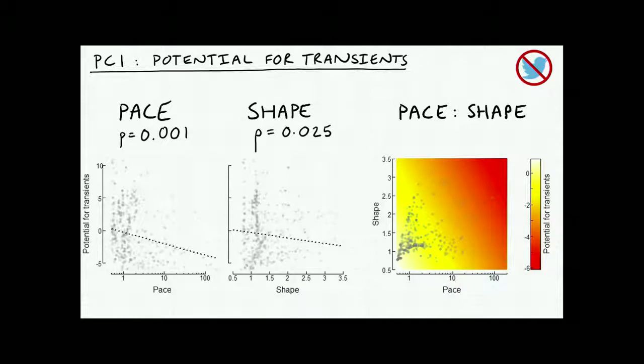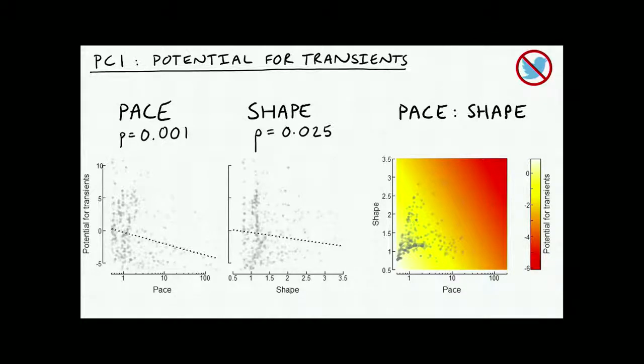There's also a decline in the potential for transients with shape. So I was actually expecting there to be a curved response here. I was expecting that if you had a more extreme shape, in either direction, so if it's senescent or negatively senescent, you also had more extreme transient dynamics. But that's not the case, and this could be because of fecundity.